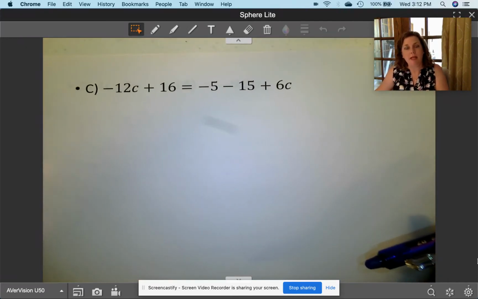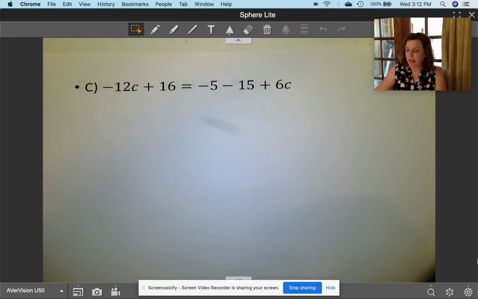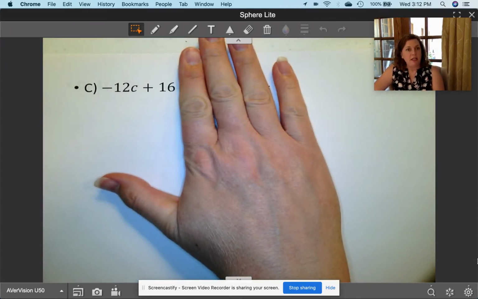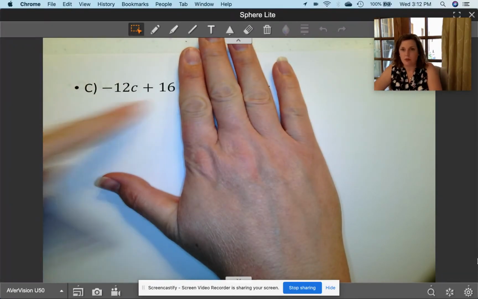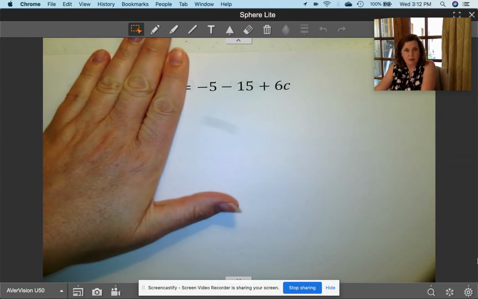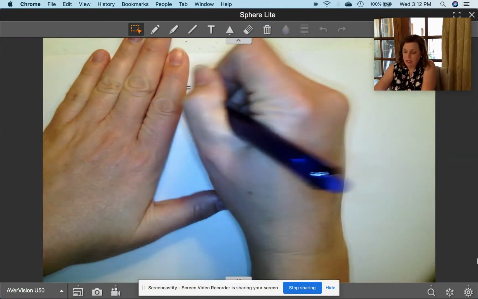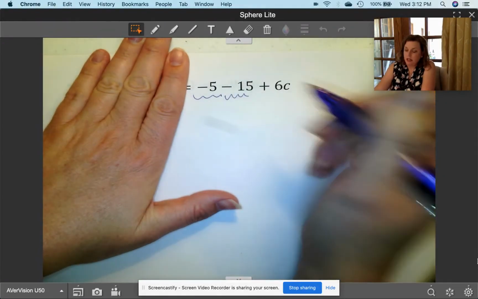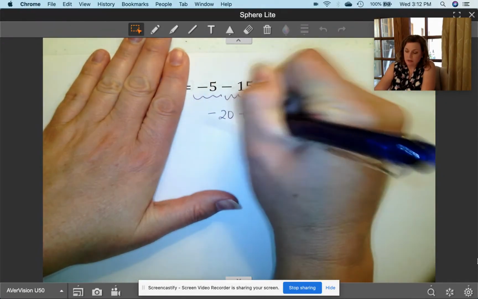All right, again, do we have any cleanup? Can we look at a side, just the left side? Any like terms there that need combining? This has a C, this does not, so you cannot combine them. On the right-hand side, can we combine some like terms? Yes, we can. We have a -5 and we have a -15. A -5 and a -15 is -20.